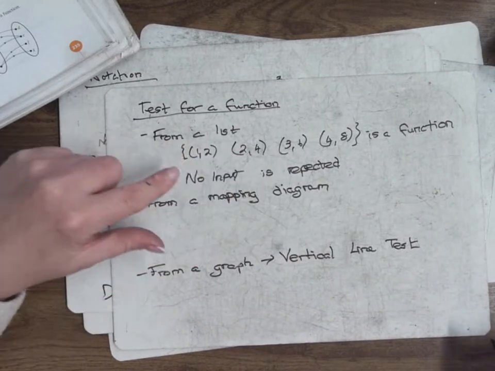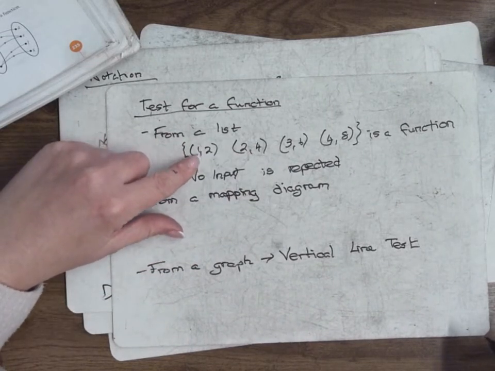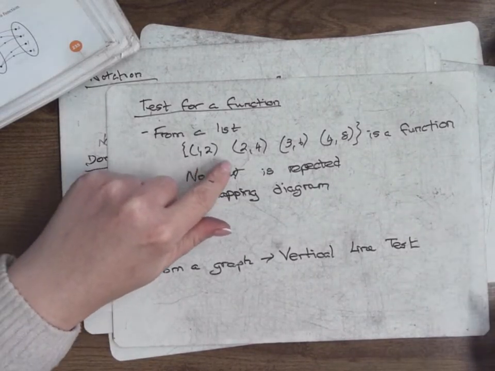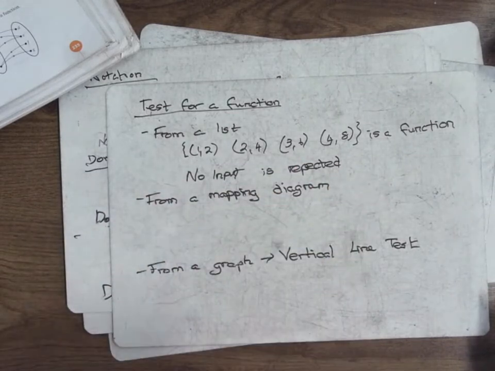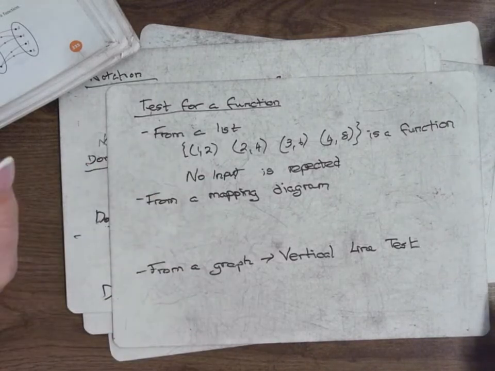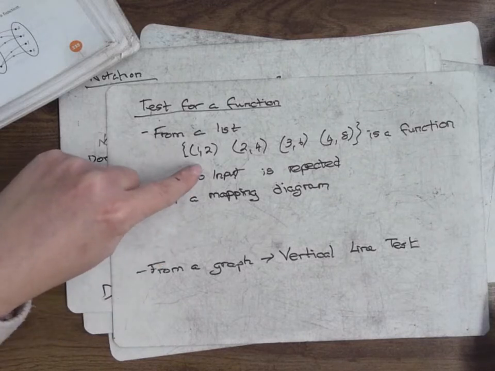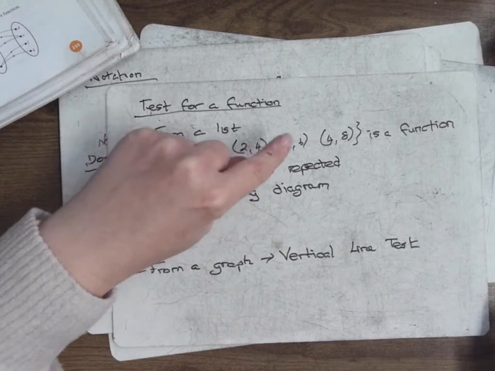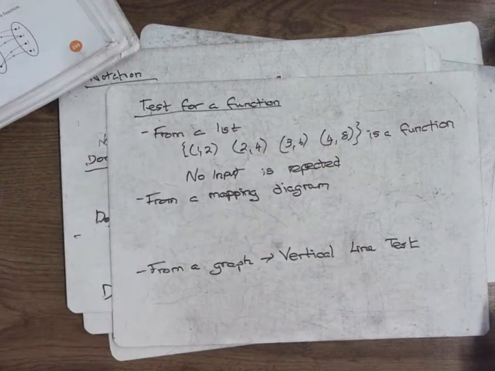So 1, 2, 2, 4, 1 is only there as a first number. It doesn't matter about the second number, the second number can be repeated every time. I could have 1, 4, 2, 4, 3, 4, 4, 4, 5, 4, etc. The second number can repeat as much as you like, but the first number cannot be repeated. Is that okay? So in order for it to be a function, no input is repeated. The first number is never repeated. That's how you know from a list whether it's a function or not.